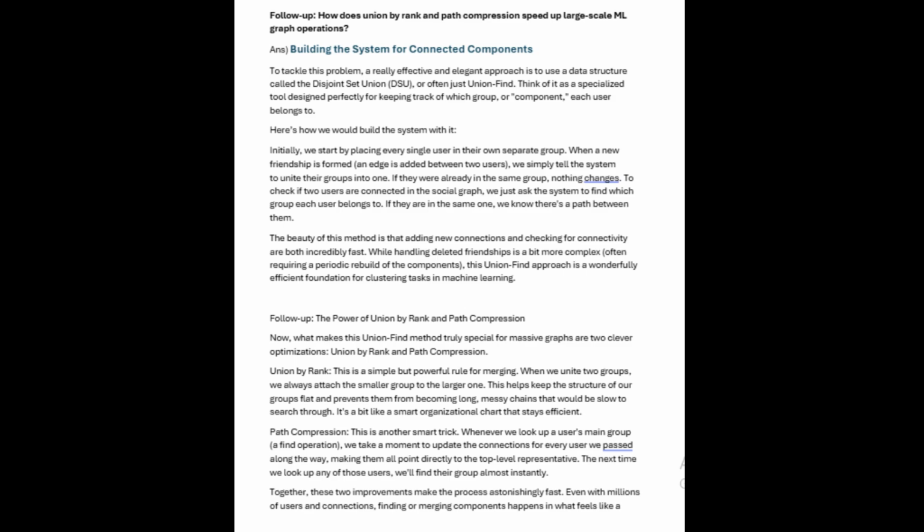Together, these two improvements make the process astonishingly fast. Even with millions of users and connections, finding or merging components happens in what feels like a single step. This is what makes the union find data structure so powerful for large-scale machine learning, as it handles the massive scale of modern social graphs with ease.